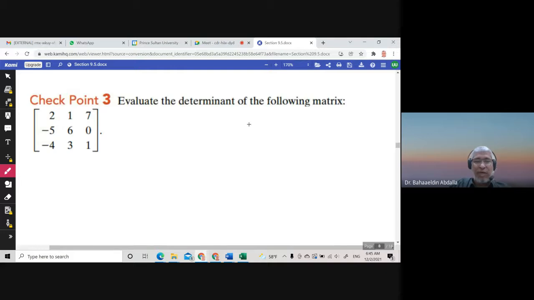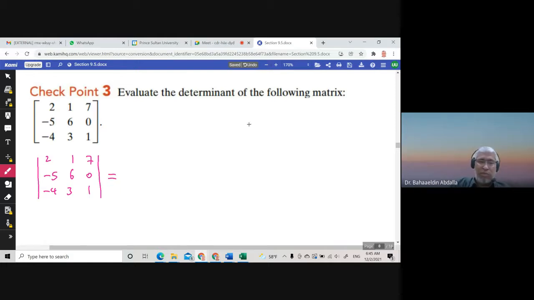All right, I have a determinant here. I need to evaluate this determinant. And I have 0 here, so I'm going to choose the second row or the third column. Let me choose the third column. What are the signs for the third column? Well, positive, negative, positive, negative, positive. So these are the signs for this column.